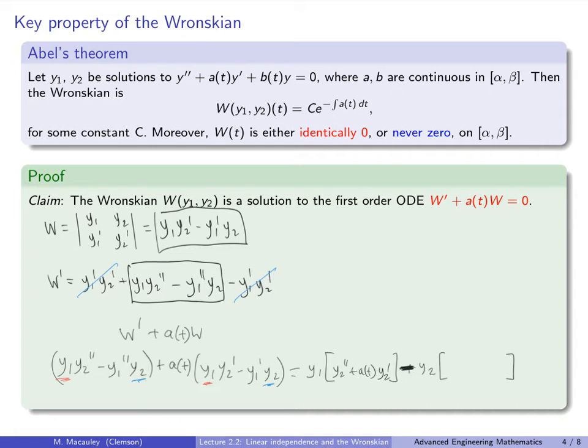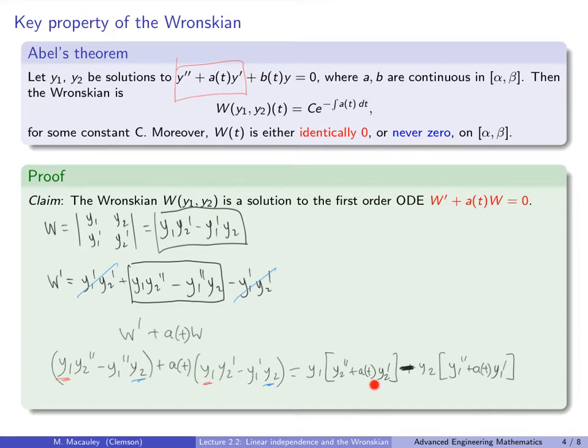That's going to be y1 double prime plus a of t y1 prime. Now look at this. So each of these terms, now let's do the first one first. This is y2 double prime plus a of t y2 prime. Where have you seen that before? Let's go up to the top and look at that, these first two terms of this ODE.